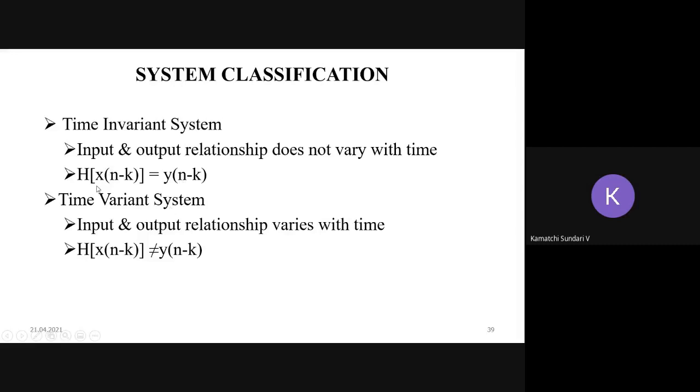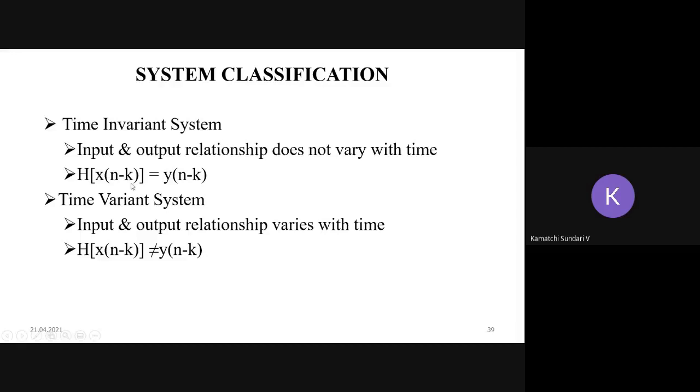So look at this equation for the time invariant system: y of n minus k is equal to h of x of n minus k. The meaning here is, first, whatever the steps involved in this process, x of n is our input signal, y of n is our output signal, right? First, coming to the left hand side of my equation, x of n is my input signal. First we calculate x of n minus k, the delayed version, with delay k.